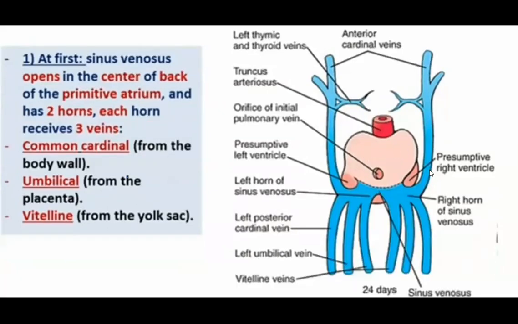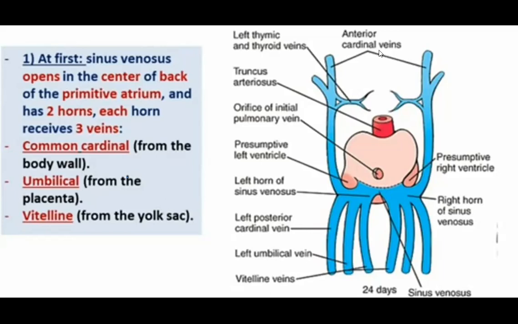Now, these two little bodies lying over here, these are not actually the ventricles, but they are presumed to be the left ventricle and right ventricle in the future. Okay, and this little circle over here is the orifice of the initial pulmonary vein. So the pulmonary vein has 4 orifices. Initially it is only 1, but later on it becomes 2 and then 4, and we will study that too.